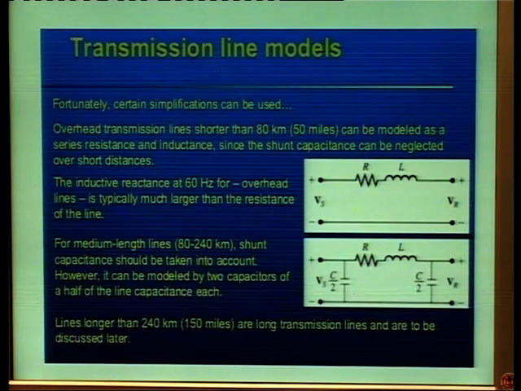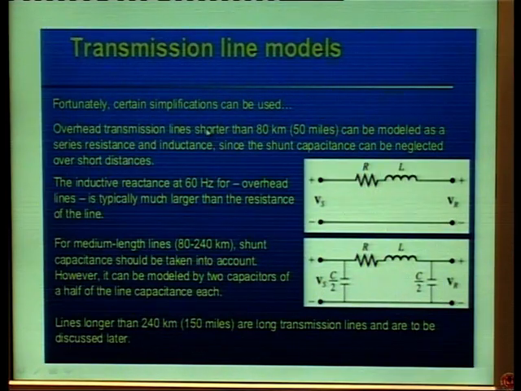Now, the various transmission line models, that of the shorter line and that of the medium line, can be represented by two different diagrams. The first one is the diagram containing a two-port network having resistance and inductance in the series impedance form. Shunt admittance has been neglected. So, this is a short line model. Here at the sending end, we have port 1, delivering a voltage Vs. At port 2, we have the receiving end, and here is the voltage Vr.